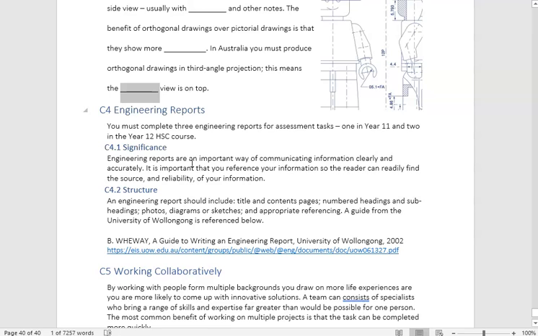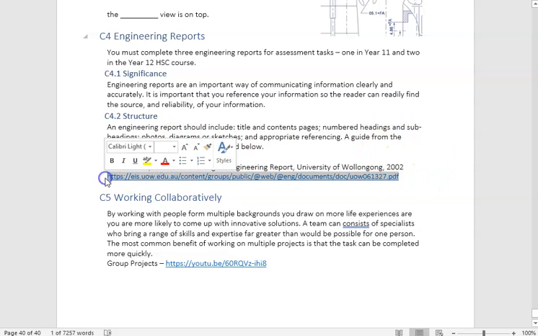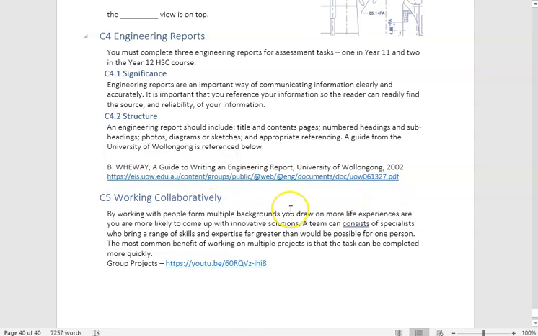You must complete 3 engineering reports for assessment tasks, 1 in Year 11 and 2 in the Year 12 course. Why do we do this? Well, engineering reports are an important way of communicating information clearly and accurately. It is important that you reference your information so that the reader can readily and reliably find the source of your information. Okay, I've got here the structure the report should follow. It's a title, contents page. It should have numbers, subheadings. All of that stuff will be specified, and generally, most people follow Bob Wee-Way's notes from the University of Wollongong.